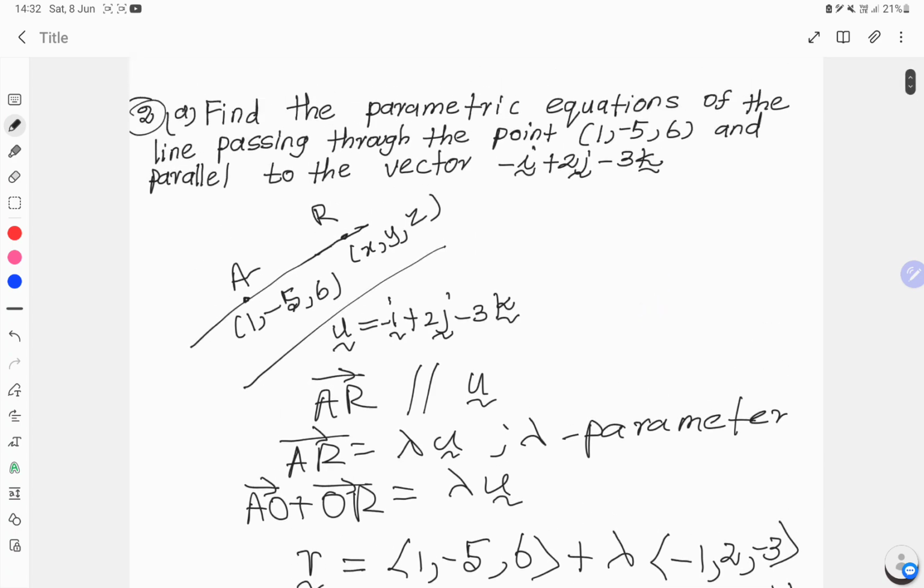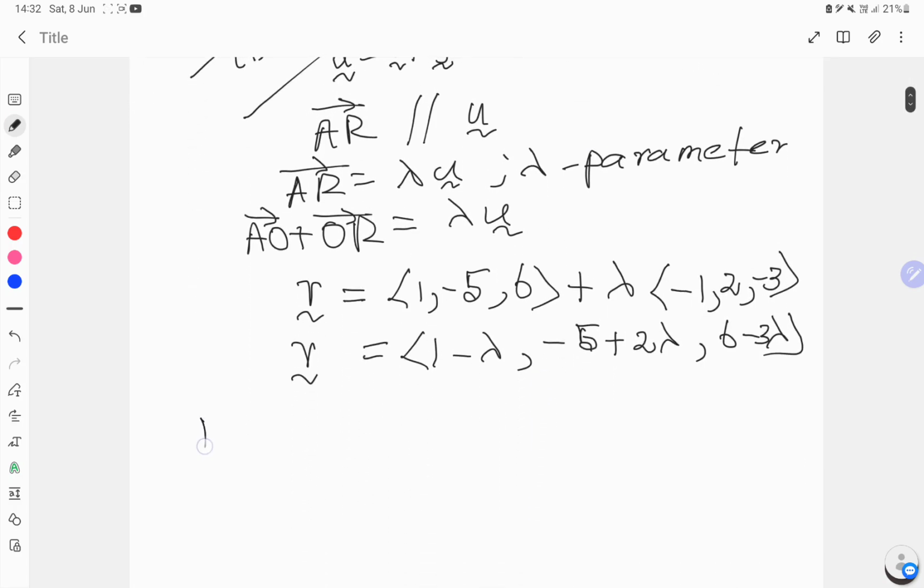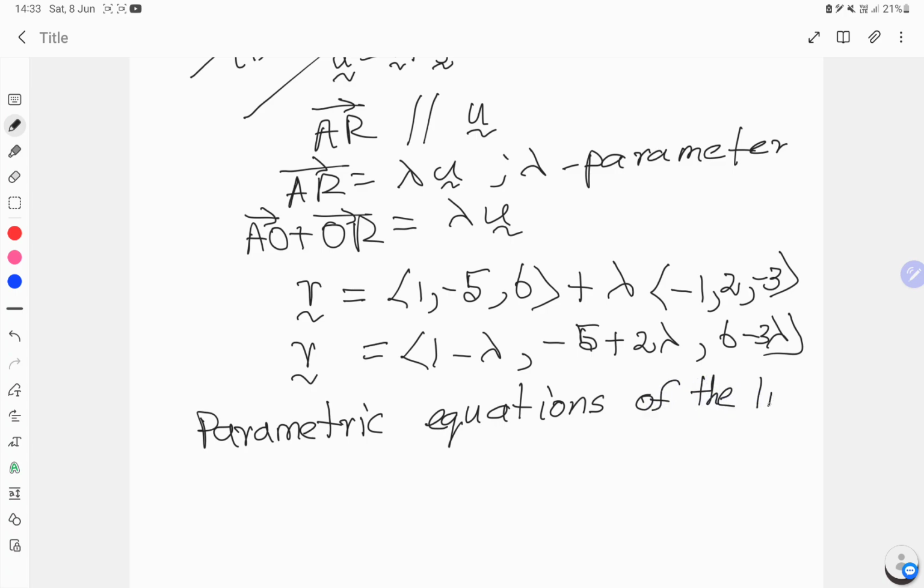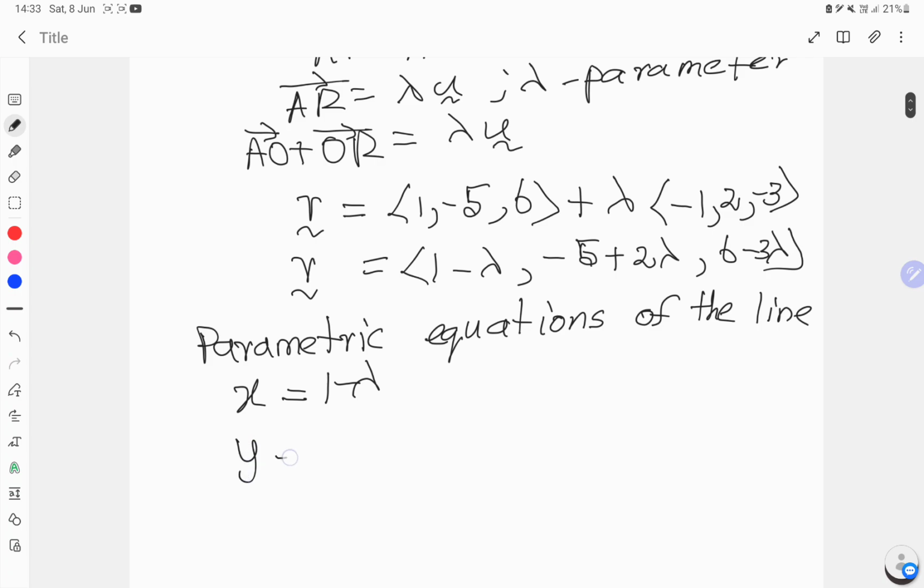Question is parametric equation of the line. Therefore parametric equation of the line, we need to write x, y, z components. X equal, this is the x, 1 minus lambda. Y equal minus 5 plus 2 lambda. Z equal 6 minus 3 lambda. Here lambda is the real number.